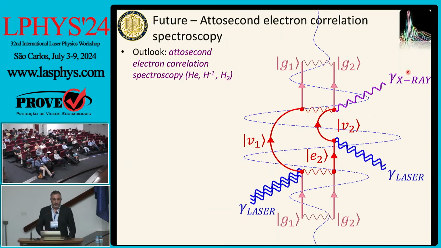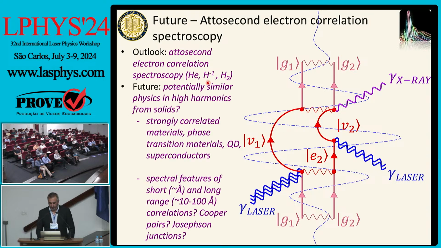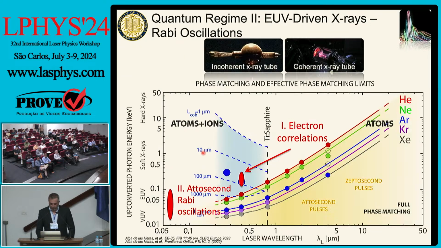So, well, this spectroscopic observation suggests that we may start doing attosecond electron correlation spectroscopy in atoms and molecules. So far, we are working with helium and hydrogen with two active electrons. And we are trying to find a way how we can produce hydrogen minus one in the lab, which to my knowledge is the system with the largest correlation between electrons. And we are looking also into extending and finding some similar physics in high harmonic generation from solids. So with this said, I'll switch gears towards the second regime.